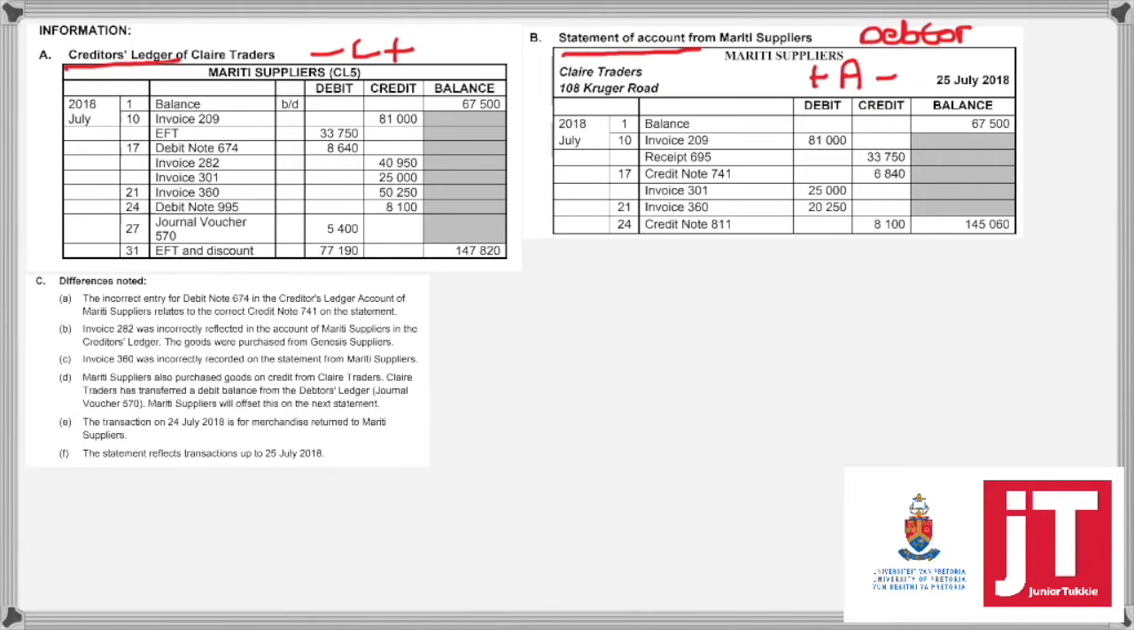Statement of account from Mariti suppliers means from their perspective, we are a debtor. So every time the account was debited, it means plus. Every time the account was credited, it means minus. We need to compare the month-end balances. Now, you would have noticed on the answer booklet, it is given to you. If it's not given, this is where you need to get the totals from. We always compare the month-end balances.